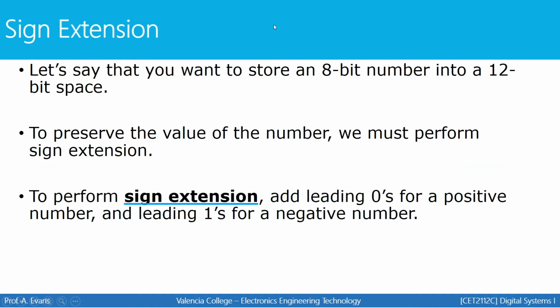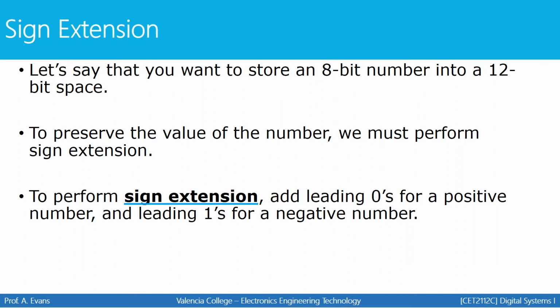Next, we're going to add in a little topic here called sign extension. Let's say that you want to store an 8-bit number into a 12-bit space. When you think about memory, memory can store groups of bits, and memory has different types of sizes and structures. So you may have an 8-bit number that can fit into a 12-bit space inside of a memory system. And to preserve the value of the number, you have to perform what's called sign extension, which means we have to extend that 8-bit number so that there are 12 bits. But we don't want to change the value of the number by adding more bits to the number.